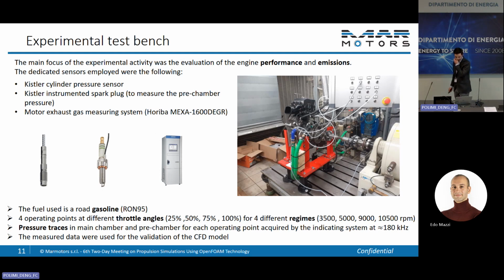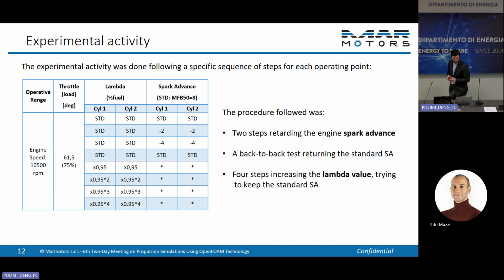So the tests that we did were done with road gasoline for 4 throttle openings and 4 different regimes. The lower ones are used to evaluate the most critical area of the engine in terms of emissions. The 9000 is the peak torque, and the 10,500 was the peak power regime of the engine. And obviously, the pressure traces are gained by this sensor and used to validate the model that we built with OpenFOAM.